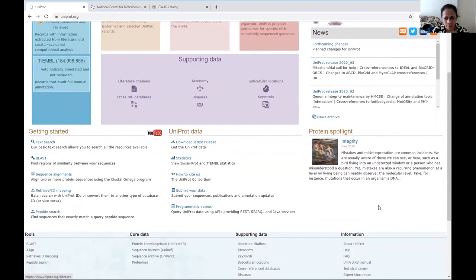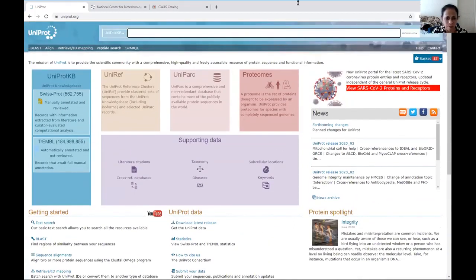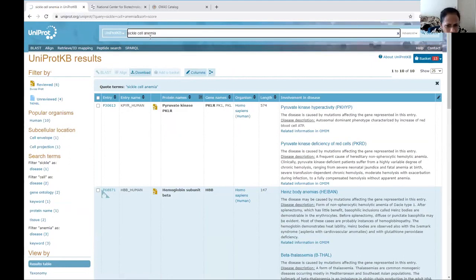So now, of course, you have lots of other things, and we have lots of information about COVID and everything else as well. So now what I want to do is, we can just, like Google, type in sickle cell anemia, right? Okay, I'm just going to click, and everyone should see something like this, right?